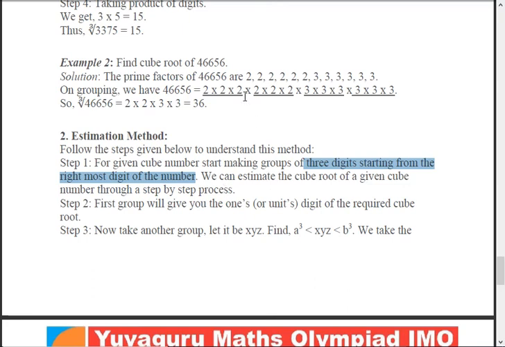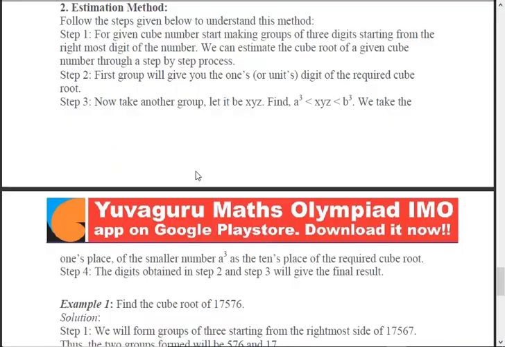So make groups of 3. For example, this 46656. Start making groups of 3 from the rightmost. See this, the first group is this 656, and then the remaining group is of 2 only. Now the first group will give you the ones digit of the cube root. Now take another group, let it be xyz, a cube less than xyz less than b cube. We take the ones place of the smaller number a cube as the tens place of the required cube root. The digits obtained in step 2 and 3 will give you the final result.